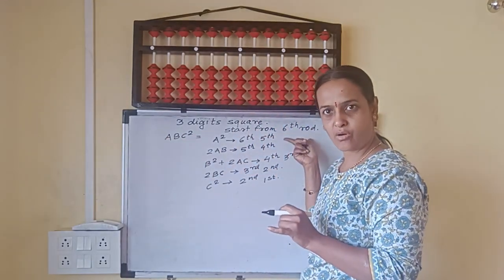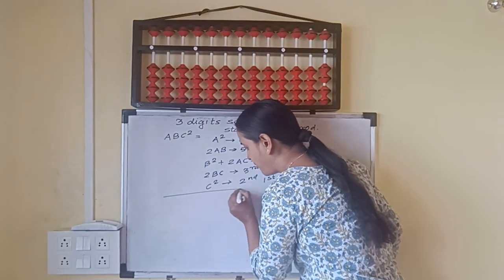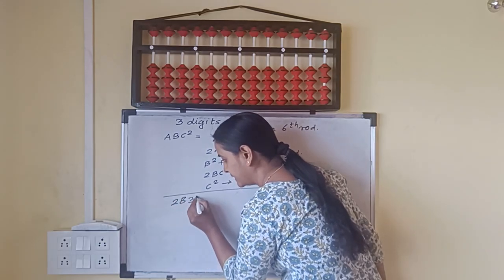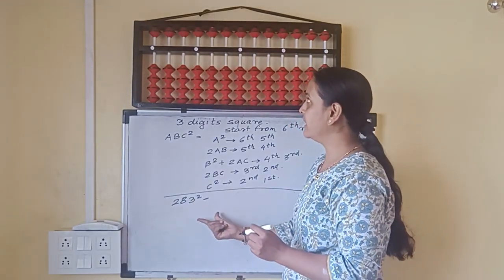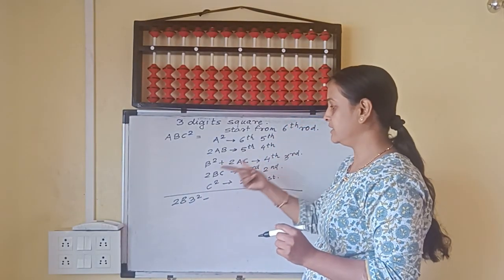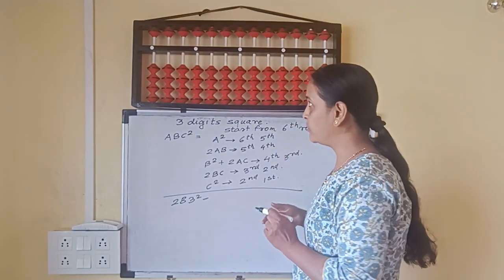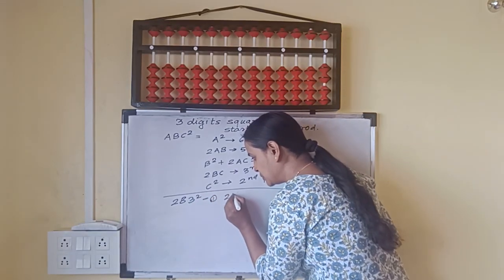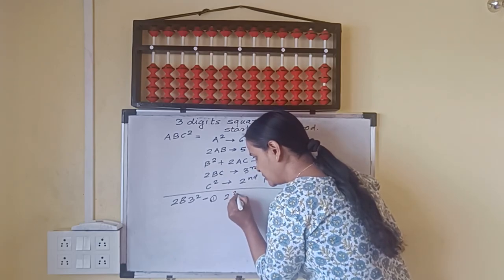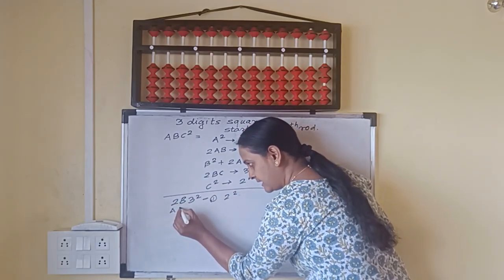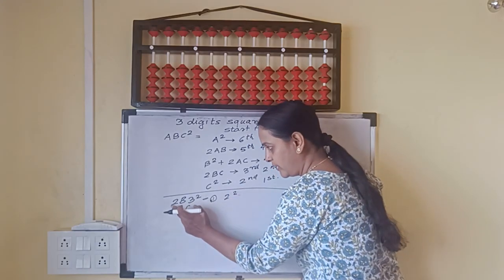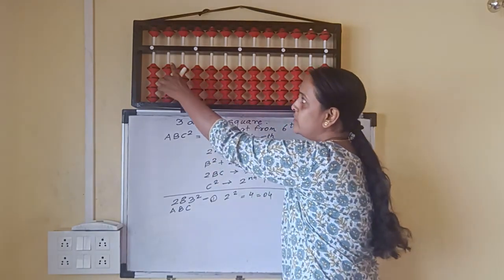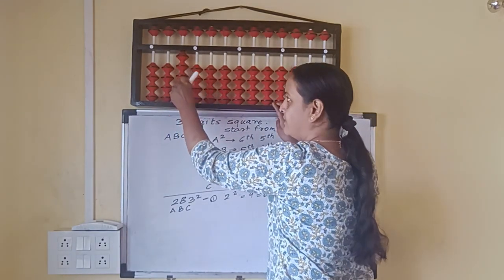Now, let us take one example: 283 square. We start this square from the sixth rod, so put your finger on the sixth rod. What is the first step? The first step is A square. This is A, this is B, and this is C. So A square is 4. We add 0, 4, like this: 0 on the sixth rod and 4 on the fifth rod.